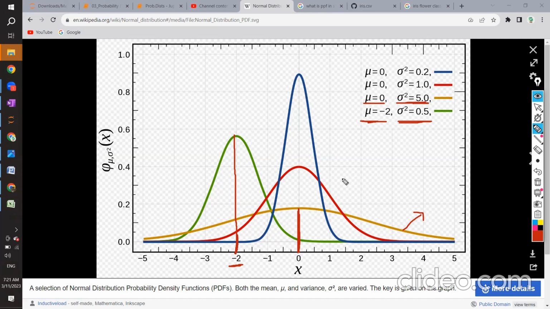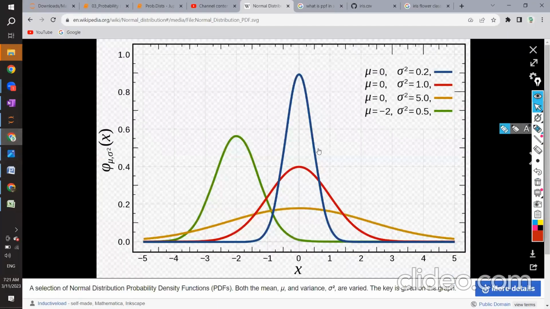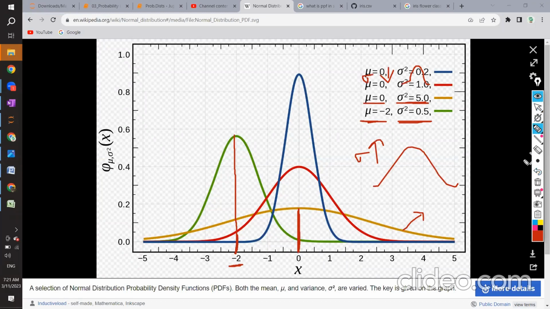So that's what I just said. As you play with the normal distributions, the shapes will be different. I mentioned that if the standard deviation is very low, the graph will be thinner. If the standard deviation is high, the spread will increase. Similarly, exactly, you can observe over here.